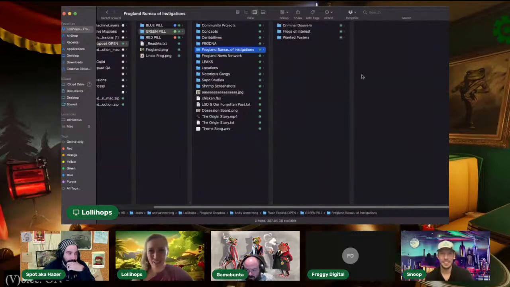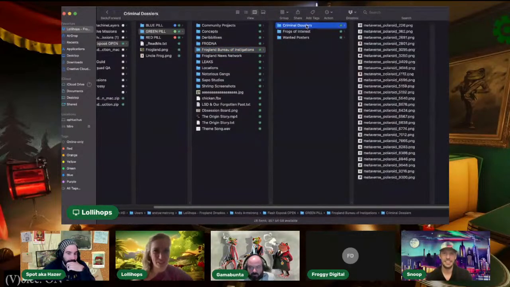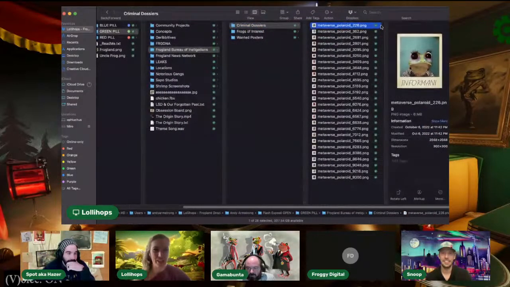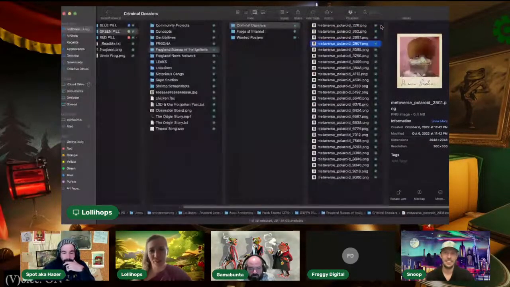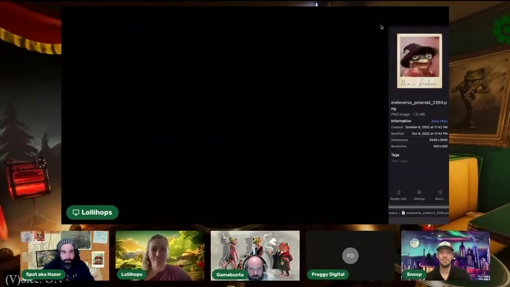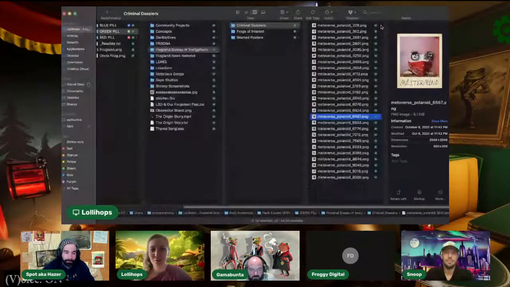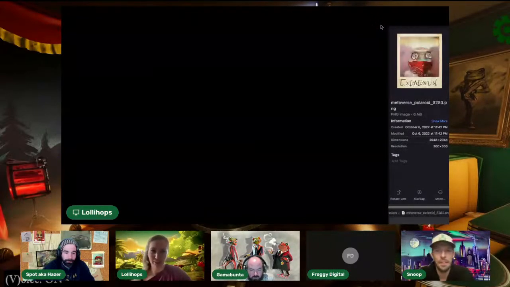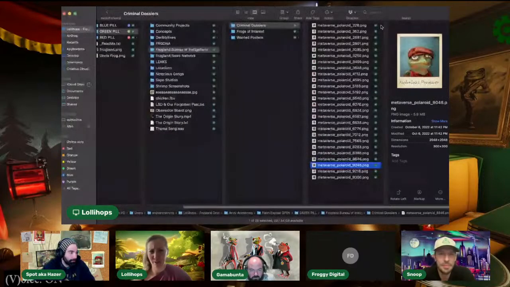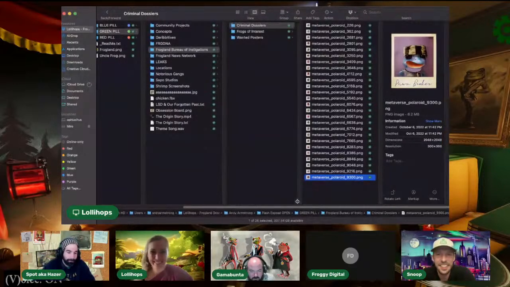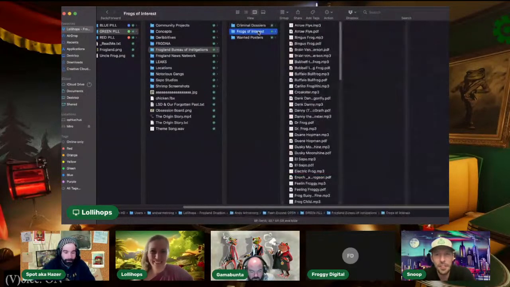So then in the Frogland Bureau of Investigation folders, we've got some criminal dossiers with their titles on their Polaroid photos, which I thought was a cool thing to throw in there. And again, kind of a good reminder of where we started. I think because the NFTs were originally just going to be the Polaroids and not just the frog. Yeah, we were thinking about that. Nice. Not enough frog in the NFT. We needed more frog. More frog. Sounds fair.